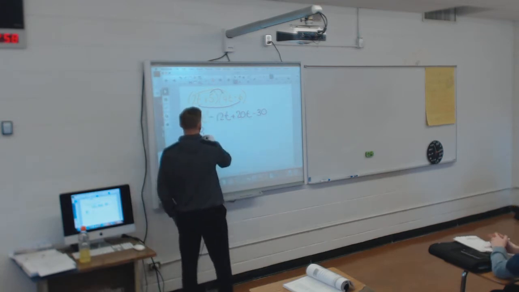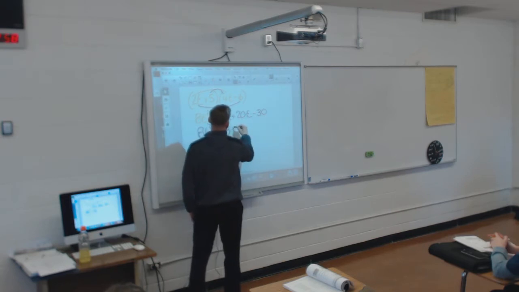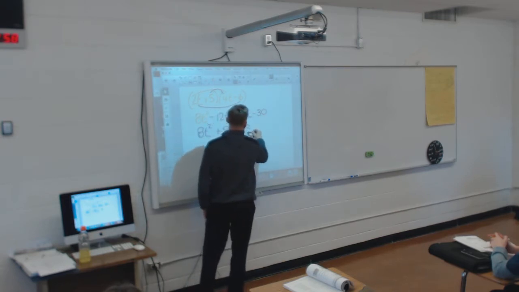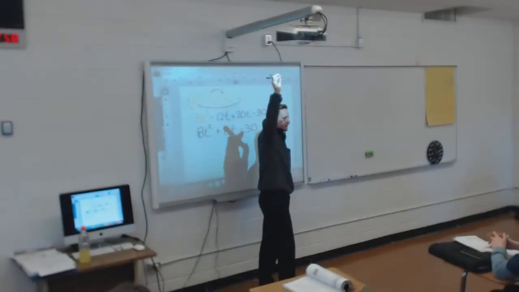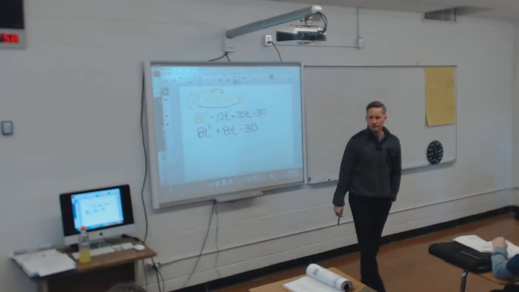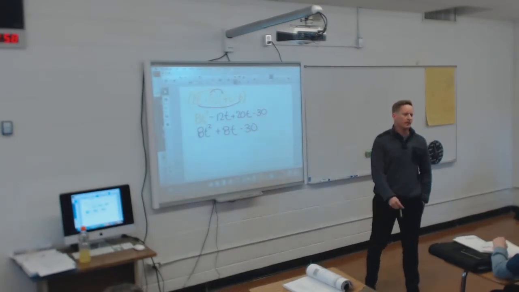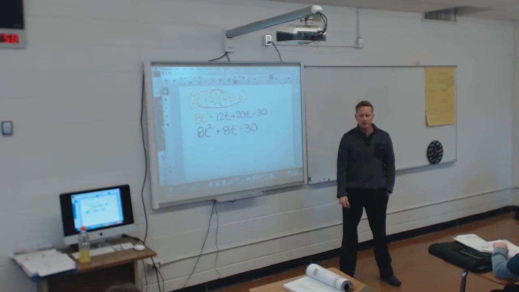So then what do I have? 8t squared plus 8t minus 30. Who had it right? Okay. Good. We're getting there.